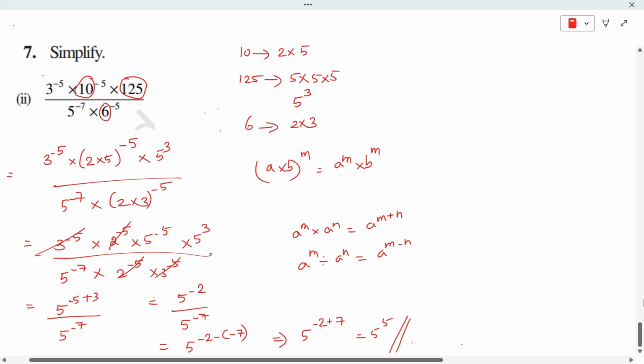So with this, we have completed all the problems of exercise 10.1 from NCERT textbook. If you practice it well, you can solve any kind of problem of the same concept, isn't it? So practice well and let's meet in my next video for exercise 10.2.